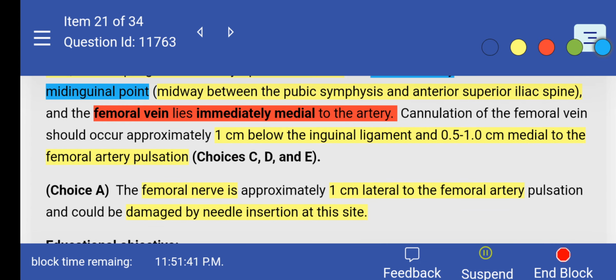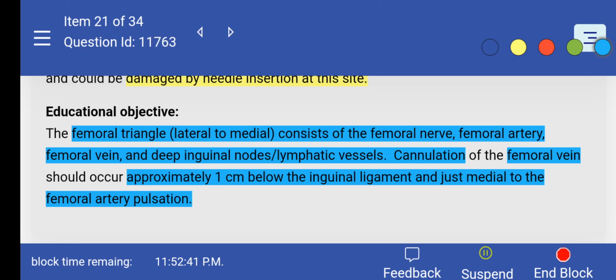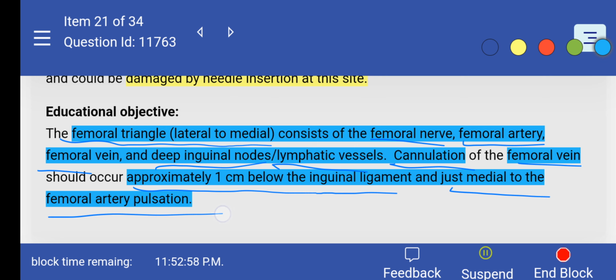Cannulation of the femoral vein should be approximately 1 centimeter below the inguinal ligament and 0.5 to 1 centimeter medial to the femoral artery pulsation. As for option E, the femoral nerve is approximately 1 centimeter lateral to the femoral artery and could be hit by needle insertion at that site. So the educational objective is that the femoral triangle, from lateral to medial, consists of femoral nerve, femoral artery, femoral vein, and deep inguinal lymph nodes with lymphatic vessels. Cannulation of the femoral vein should occur approximately 1 centimeter below the inguinal ligament and medial to the femoral artery pulsation.